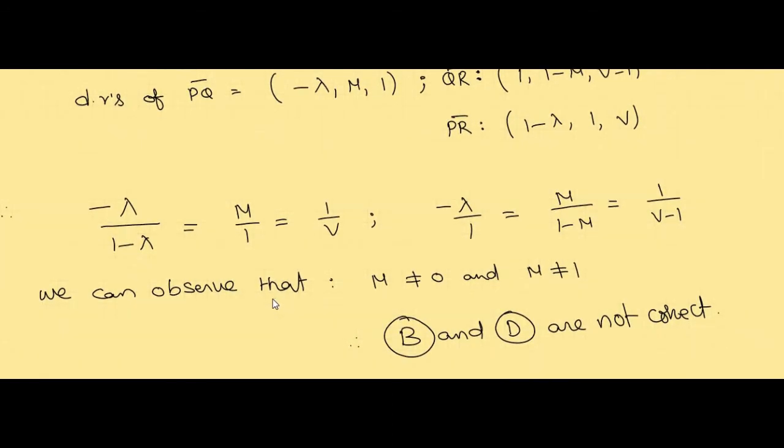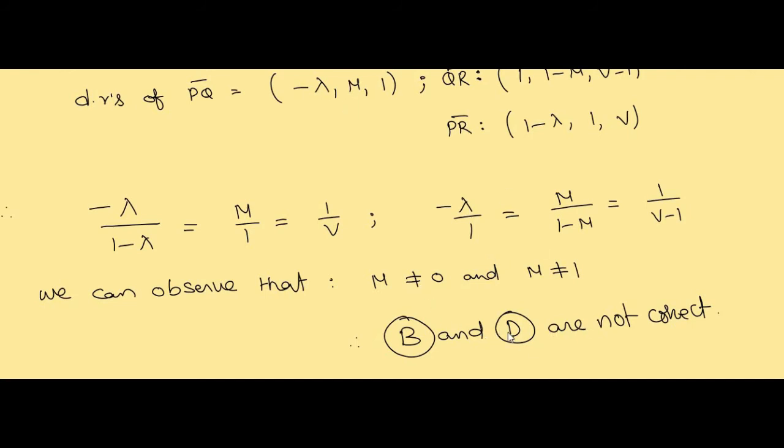So can you observe, if lambda is equal to 0, what would happen? This is 0, and 1 by v can never be 0. It is not possible. If lambda is equal to 1 in this second case, then what would happen? This is 0, right? But this is equal to 1, a finite value. So these are the two major considerations in order to answer this question.